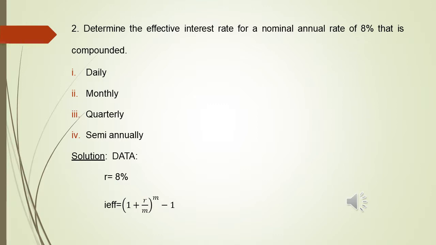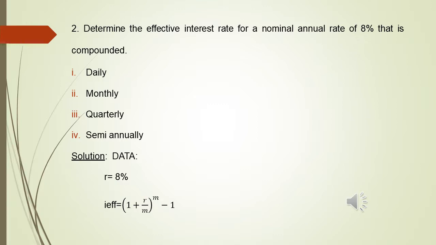So here is the problem. Determine the effective interest rate for a nominal annual rate of 8%. So R is given as 8%, compounded first daily, then you have to find it for monthly. As I told you, for monthly it is 12 months, by the end of the month, so M is 12, and then quarterly and also semi-annually. So M will vary for each case as you find it.